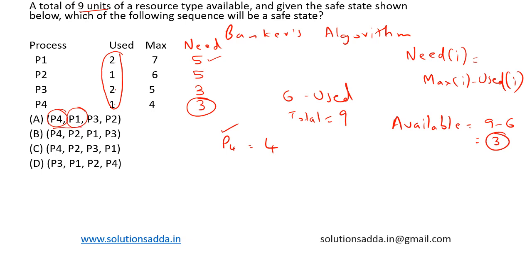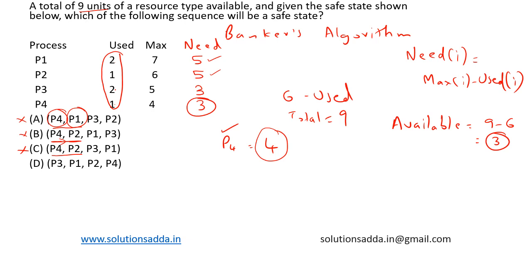Similarly, let's see option B. Initially P4 is executed. So following the same as A, P4 after executing we have 4 resources. Then if we try to allocate the resource to P2, again P2 also requires 5. So this also cannot be the safe sequence. Similarly, option C also cannot be the safe sequence. So ideally option D would be the correct answer, but let's see.